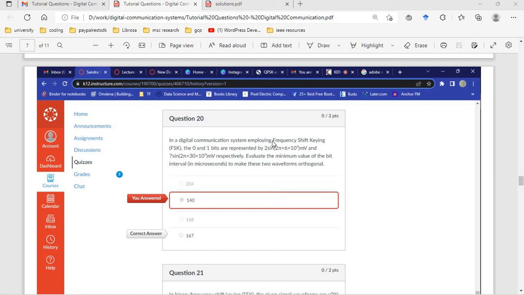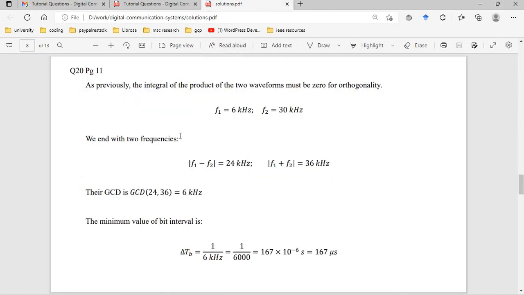In a digital communication system employing FSK, the 0 and 1 bits are represented by this waveform and this waveform respectively. Evaluate the minimum value of the bit interval in microseconds to make these two waveforms orthogonal. So we've solved a similar question before, and we know that the integral of the product of the two waveforms must be 0 for the condition of orthogonality to be met.